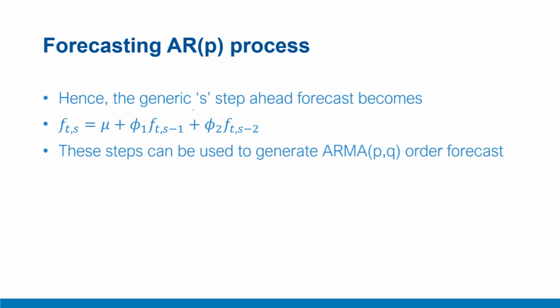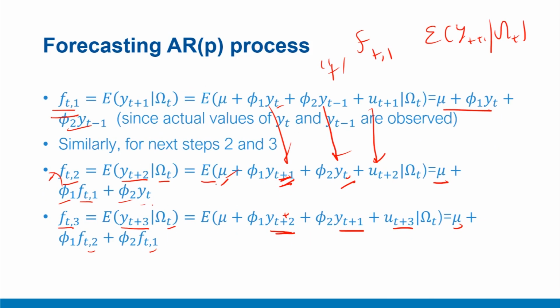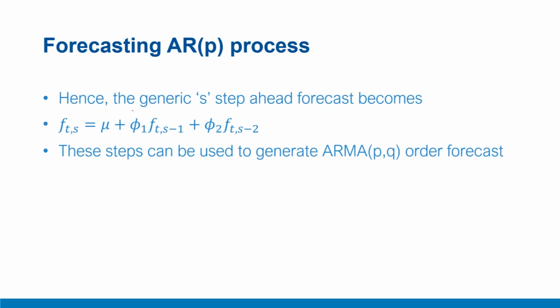And therefore, our resulting forecast, which appears like this, we can obtain a more generic expression. Look at this: f(t,3) = mu + phi1 times f(t,2) + phi2 times f(t,1). So the generic forecast will appear like this, which is nothing but f(t,s), the s-steps-ahead forecast, with a constant term, the immediate previous term s minus 1, and the next previous term s minus 2. Why these two terms? Precisely because this was an AR2 process. So that's why we are having these two terms.